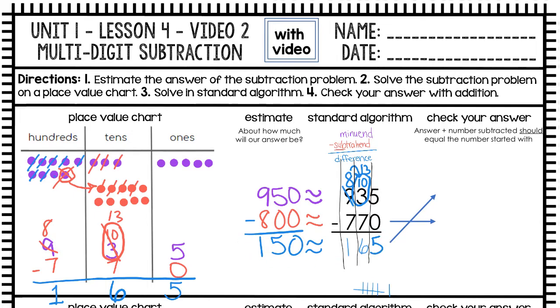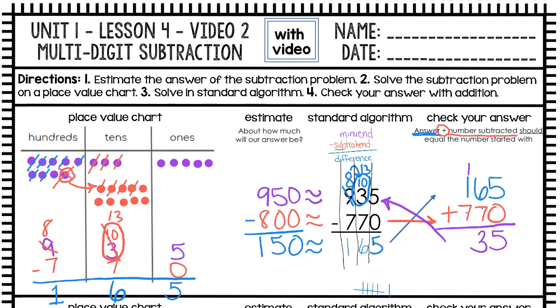Now we're going to check our answers. My answer that I got was 165. I'm going to add the number I subtracted right here, 770. I'm adding it to see if we get our original number that we started with. So 5 plus 0 is 5. 6 plus 7, I know 6 plus 6 is 12, plus the one more from the 7 is 13, plus 7, 8, 9.